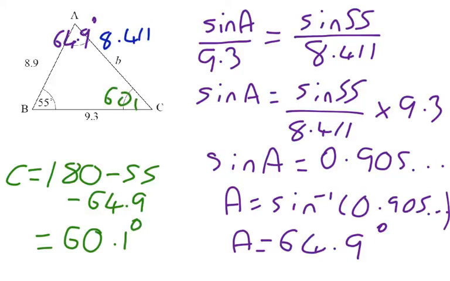And that is how we use the cosine rule, the sine rule, and the angles in a triangle to calculate a missing length and missing angles when we know two lengths and the angle in between those two lengths.